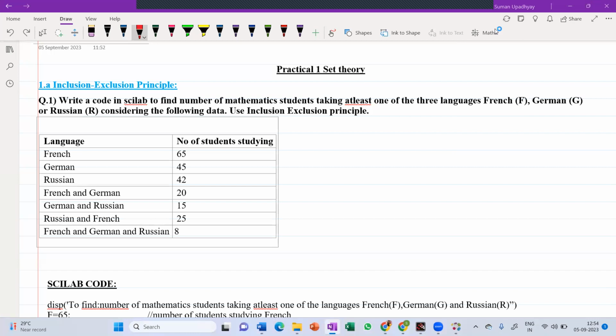Today we are starting with our first practical, which is on set theory. Under this set theory, we will be covering the inclusion-exclusion principle practical today. All right. So here is our first question.